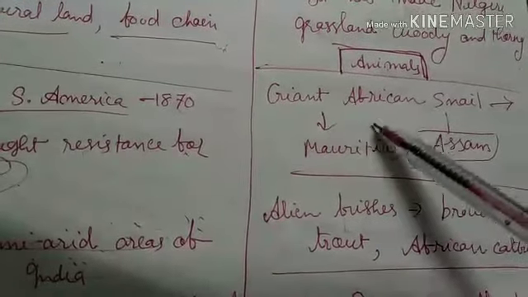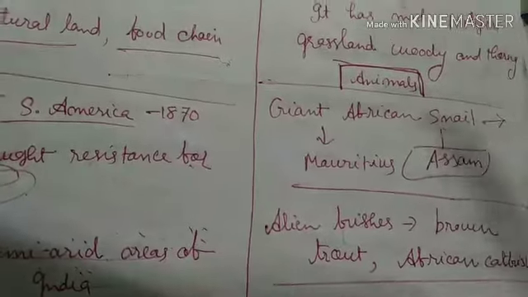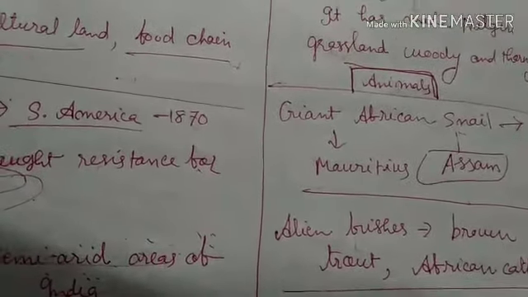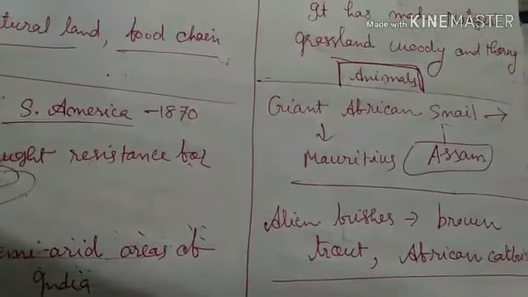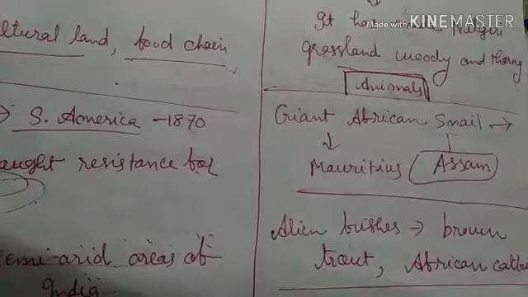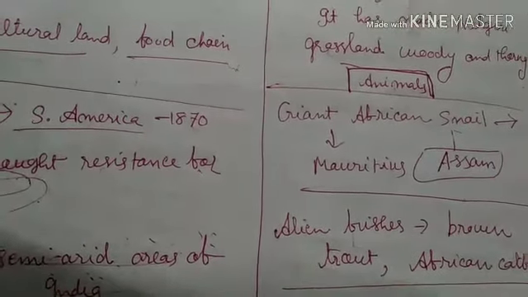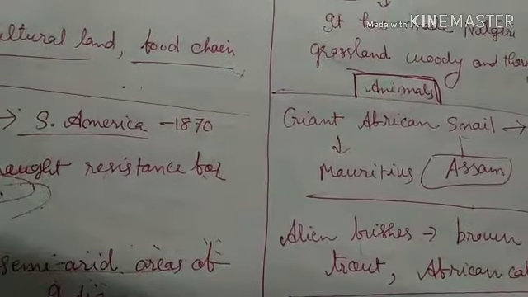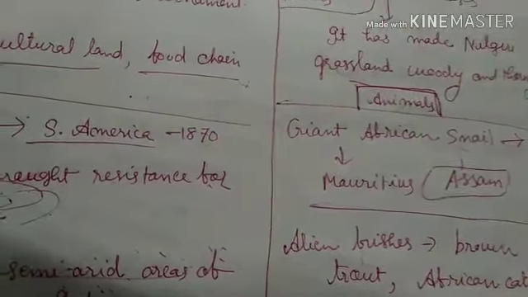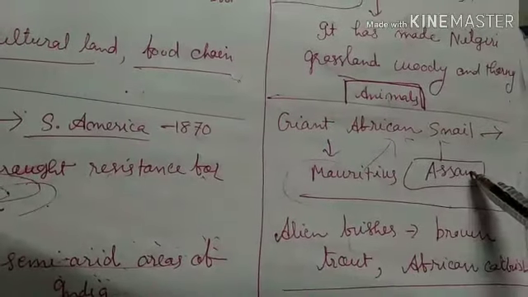In India, especially in Assam, you will find the giant African snail. They are so invasive in the current scenario that they eat whatever they find, and they are a great concern to the farmers, because whatever the farmers plant with their hard work, this giant African snail eats everything, every plant actually. It was brought from Mauritius out of curiosity.